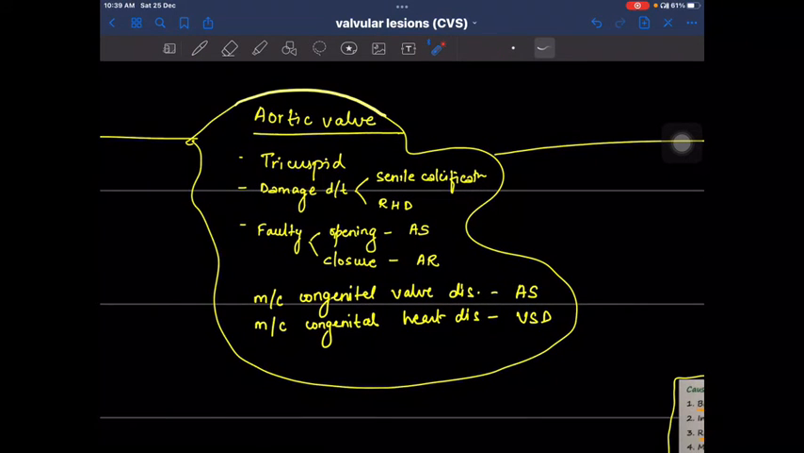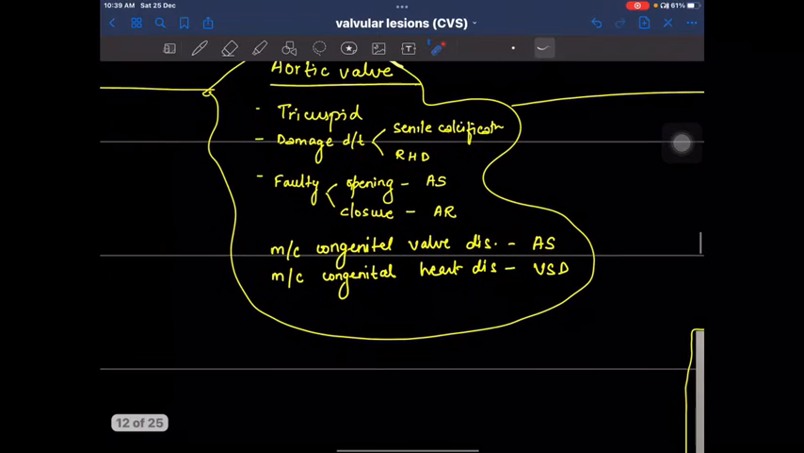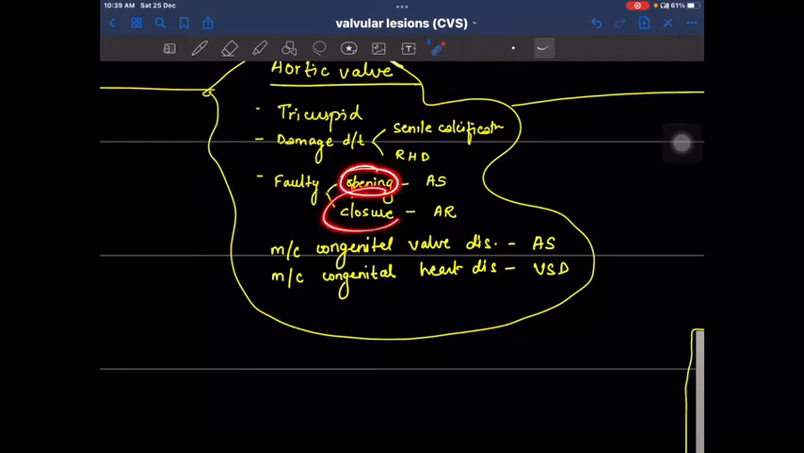As we know, the aortic valve is a tricuspid valve. Damage to this valve can be due to senile calcification or rheumatic heart disease also. Now, if the valve is faulty, the opening and the closing can both be affected. If the opening is affected, we call it aortic stenosis. If the closing is affected, we call it aortic regurgitation.